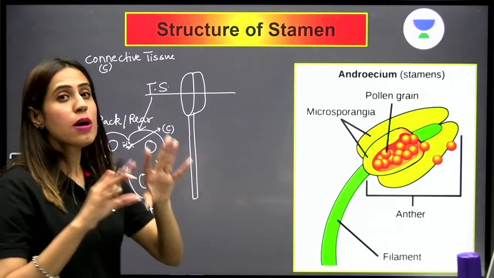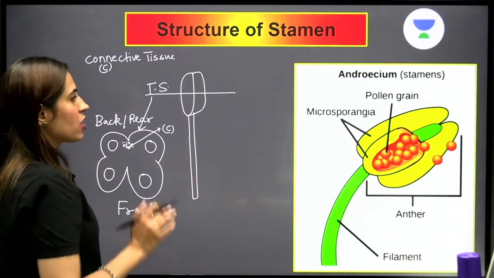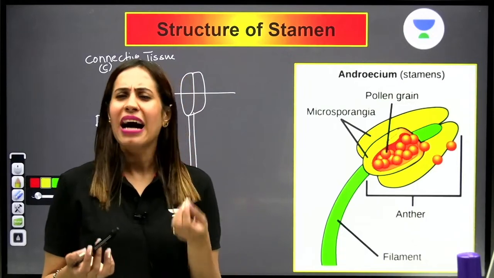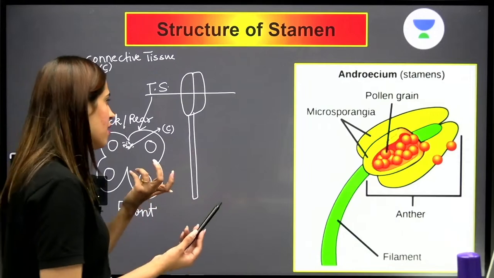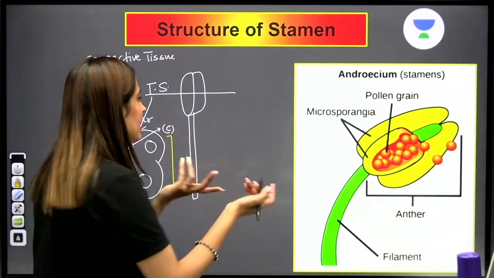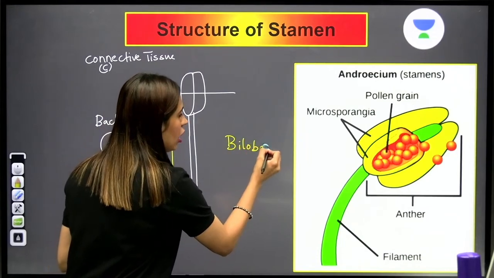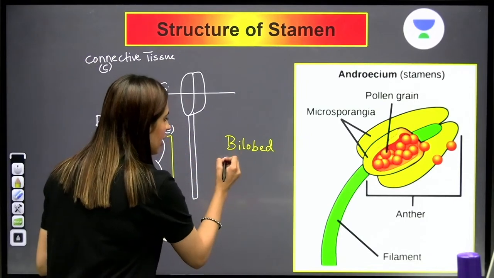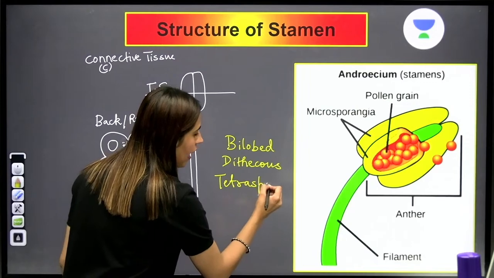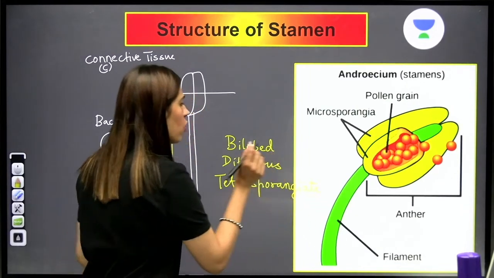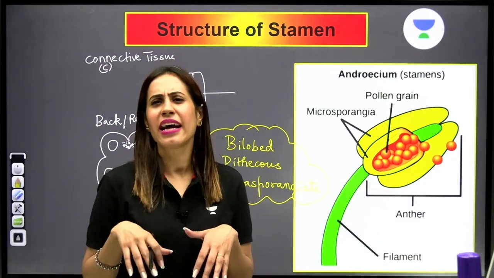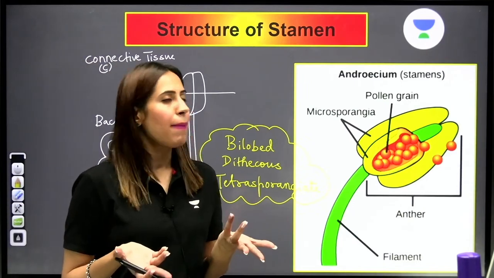So, we have four microsporangia and there is a tetragonal structure. Now tell me, most students answer wrongly: what is the difference between the lobe and theca? A typical anther is bilobed, dithecous, and tetrasporangiate. By looking at this, it seems that theca and lobes are the same, but they are not.